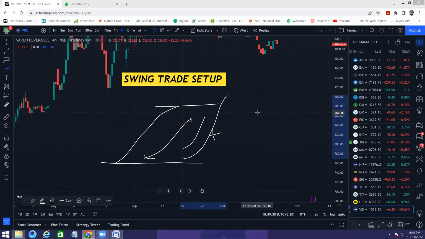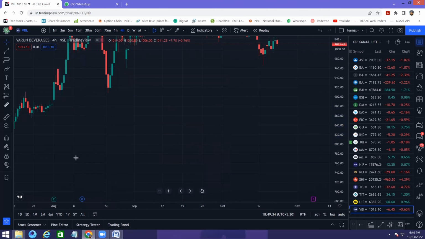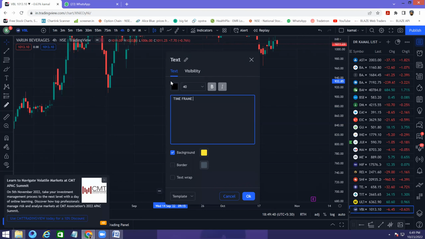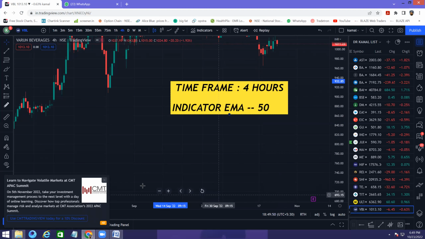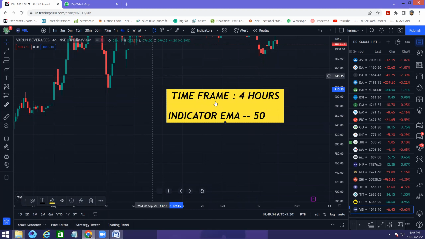So today's trade setup is a simple swing trade setup. The time frame we are going to use is 4 hours, and we are going to use a very simple indicator, an EMA with an interval of 50. The interval of 50. मतलब EMA 50 को हम use करेंगे 4 hour के chart पे. You can use it for anything.